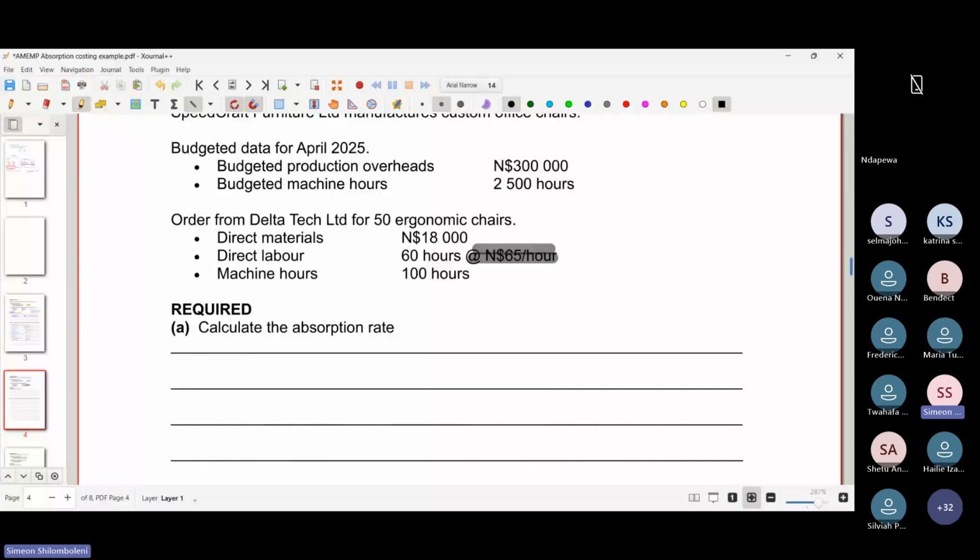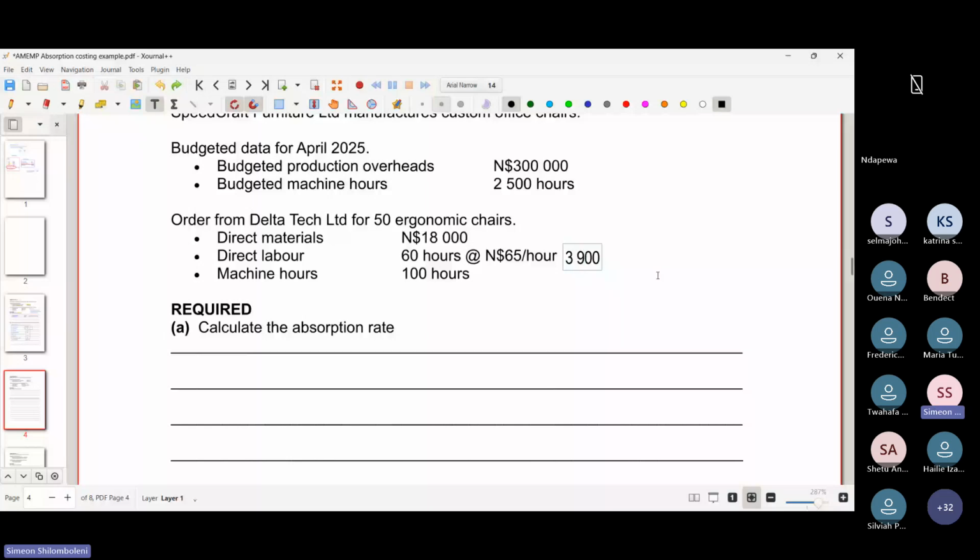So let me do what? Can someone multiply this for me so that we can get the answer? 60 times 65. 3,900. Okay, good. Now we move fast this time.